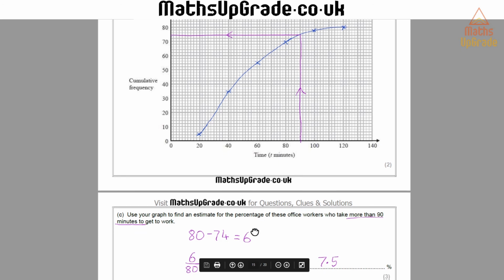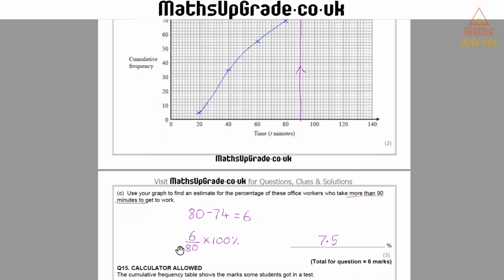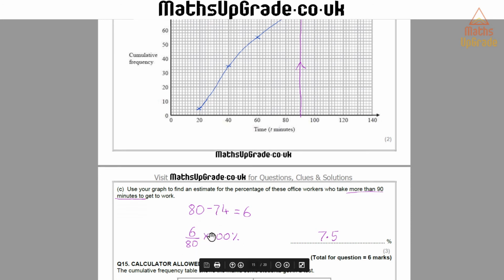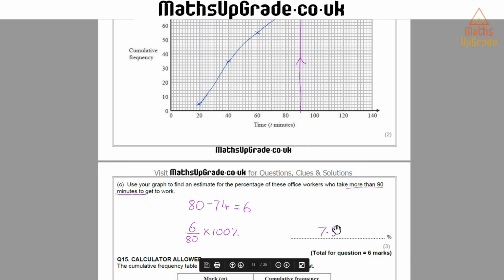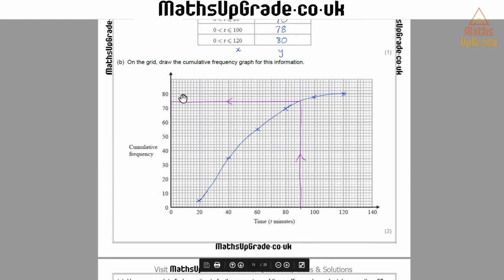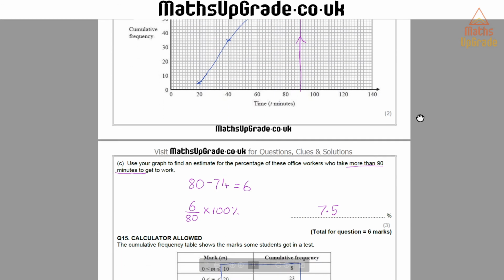So that's 6 people out of the 80 people as a fraction. So as a percentage, times it by 100%, and that gives you 7.5%. So 7.5% of the people took more than 90 minutes to get to work. All the rest took less than 90 minutes. So these people all here took less than 90 minutes. These people, a small portion here, took greater than 90 minutes. The whole question is worth 6 marks.